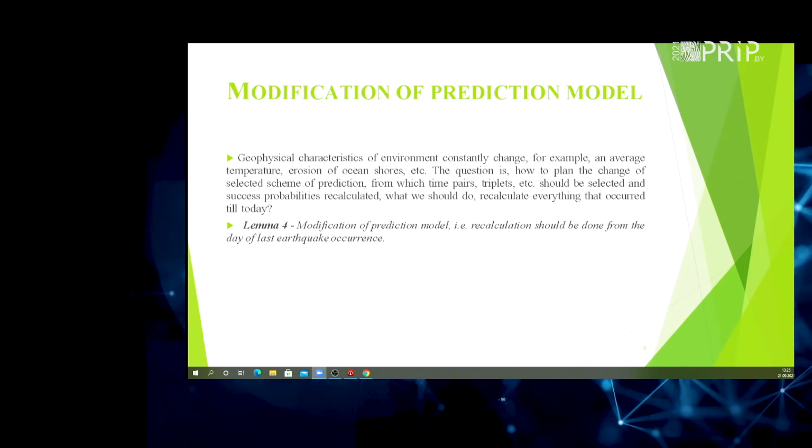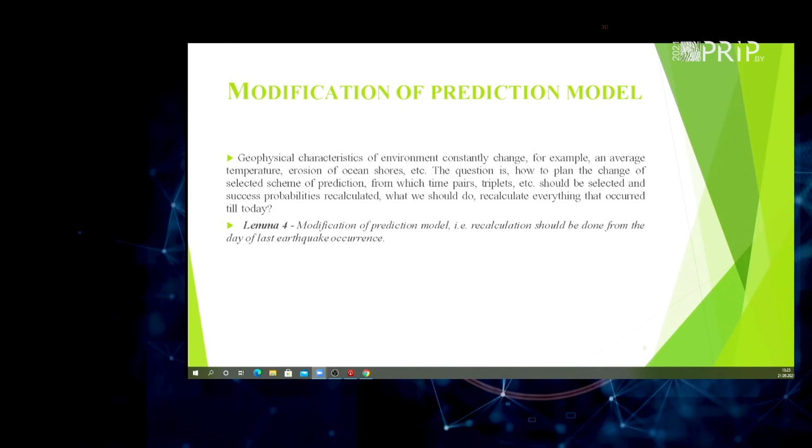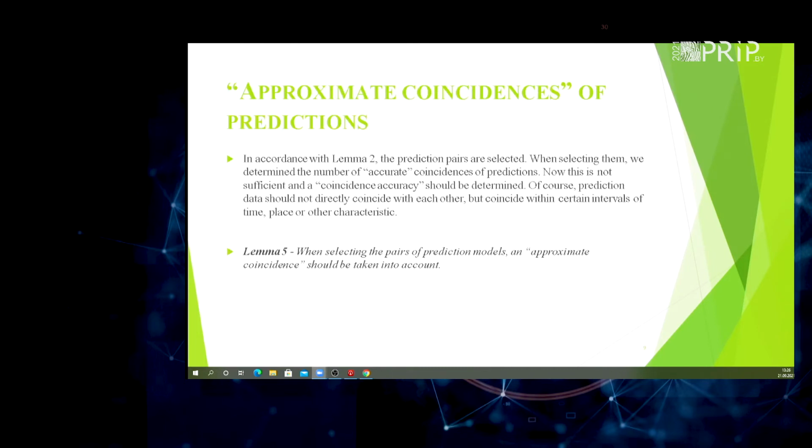Now, if we talk about lemma 4, modification of the prediction model, it means recalculation should be done from the day of the last earthquake occurrence. In accordance with lemma 2, the prediction pairs are selected. When selecting them, we determine the number of accurate coincidences of predictions.